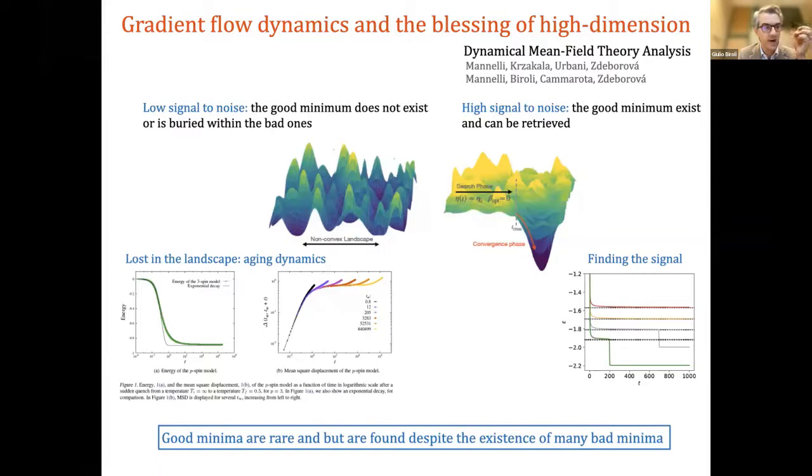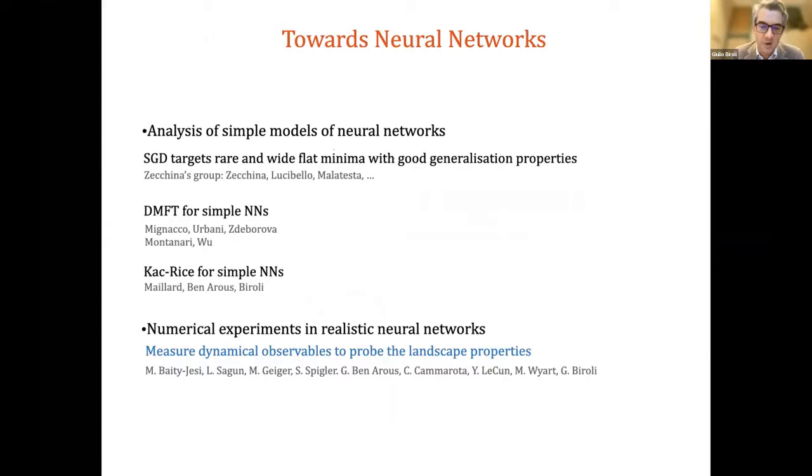And of course, as it has been said already, these are not models of neural networks for sure. And clearly, if you want to go to neural networks, you have to put in more ingredients or really start to study simple models of neural networks. So this has been done. It's a program that has been started by physicists. So I'm just quoting a few results.